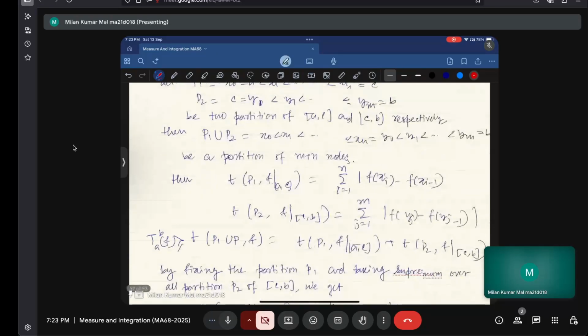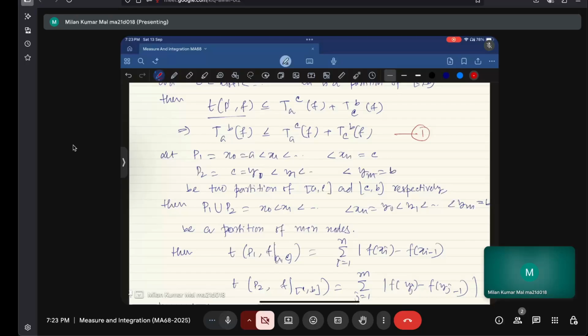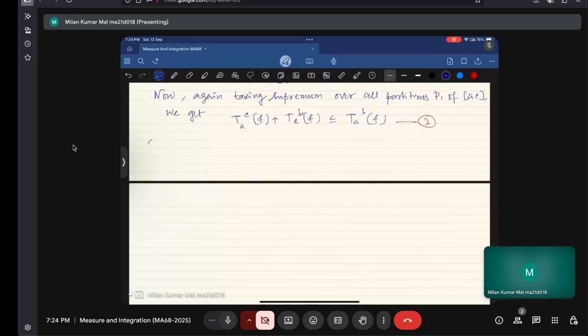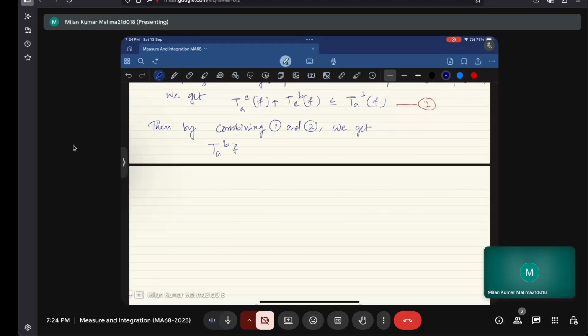And if we call the earlier inequality 1, then by combining 1 and 2 we get t a to b f is equal to t a to c f plus t c to b f for all a less than c less than b. This completes the solution of problem 4.